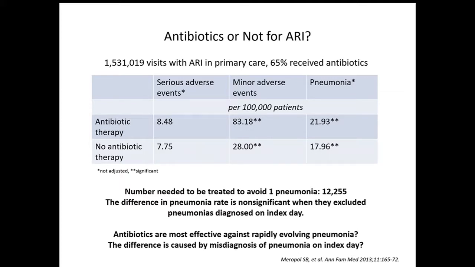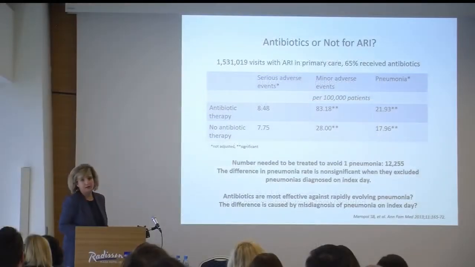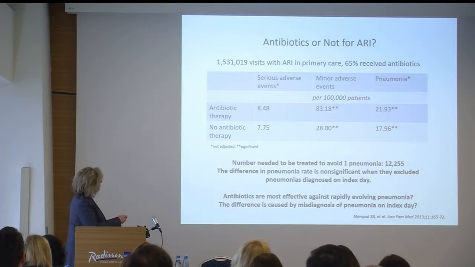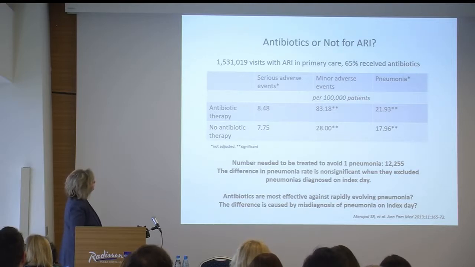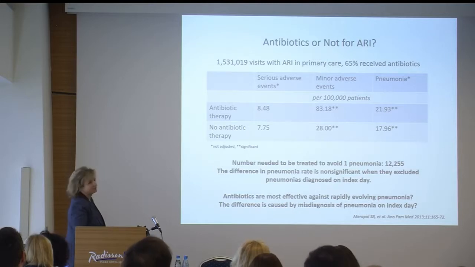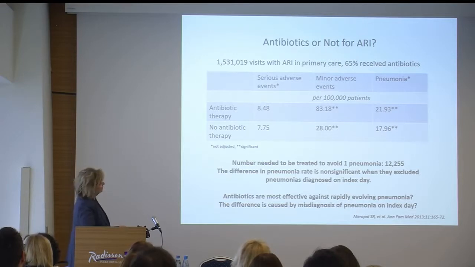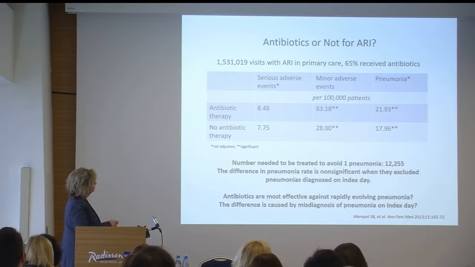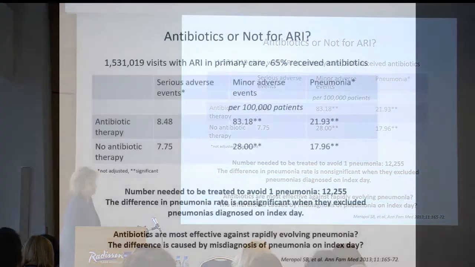They looked at serious and minor adverse events related to antibiotic therapy, and they also looked at, these were the patients with, as I said, acute respiratory tract infections, if they then developed pneumonia or not. And really a great big number of patients, and 65 of this 1 million and something received antibiotics. You see that there was a difference in serious adverse events, but a very minor one. These are the events, not the percentage. This is the events per 100,000 patients. Then minor adverse events, of course, were much more common in patients with antibiotic therapy.